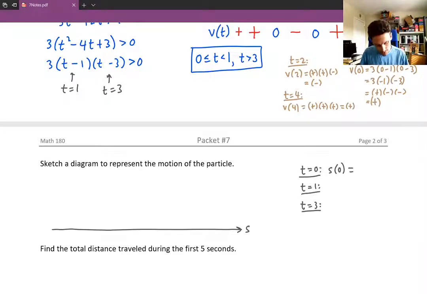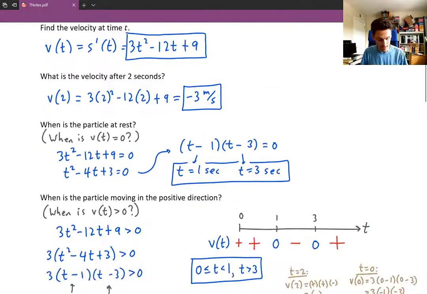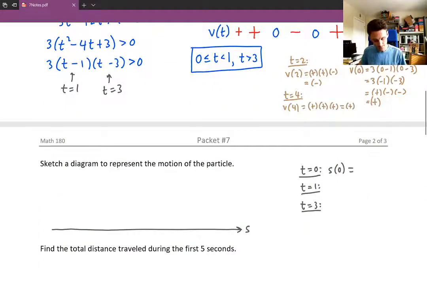And for this one, you want to go back to the position function. That's t cubed minus 6t squared plus 9t. So for this first one, I'm going to write that all out. So this is going to be 0 cubed minus 6 times 0 squared plus 9 times 0, and you just get 0. Now s of 1 is going to be, it turns out, 4, and then s of 3, it turns out, will be 0. Again, plugging those t values into the position function to get the position.